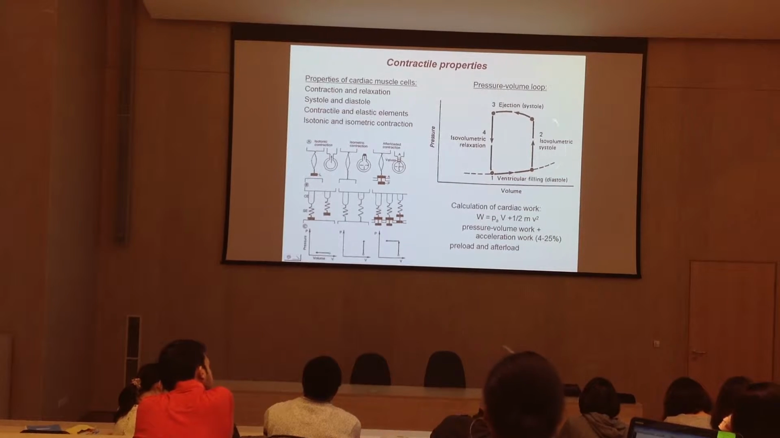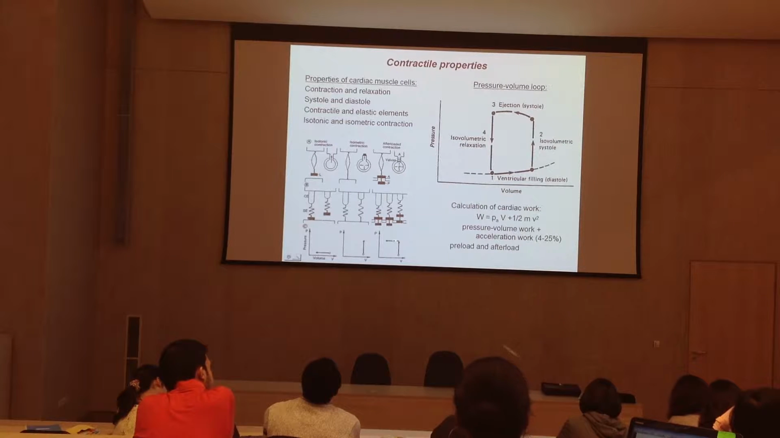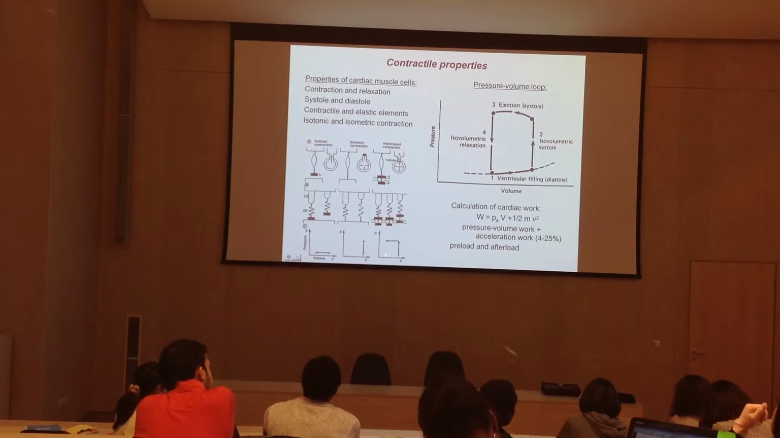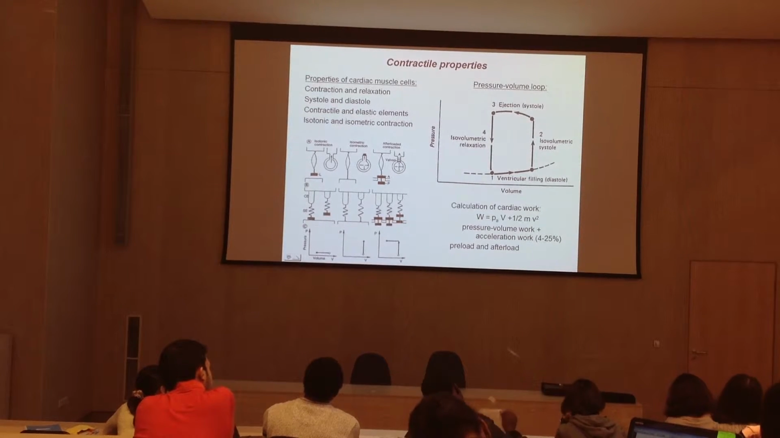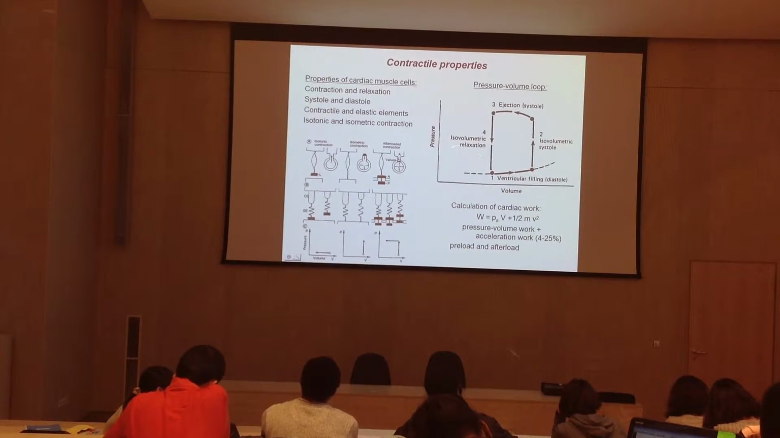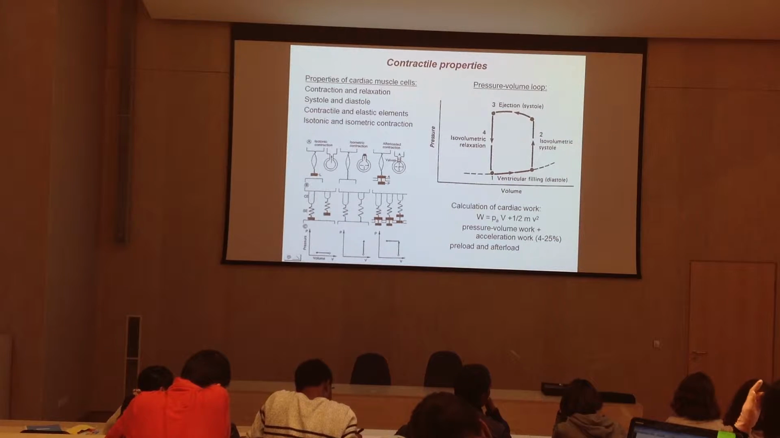Now, this figure, which is very simple, is the introduction part. This is called the pressure volume loop of the ventricle. The pressure volume loop. Okay, and it is repeated 70 times in a minute and many, many million times in a lifetime.